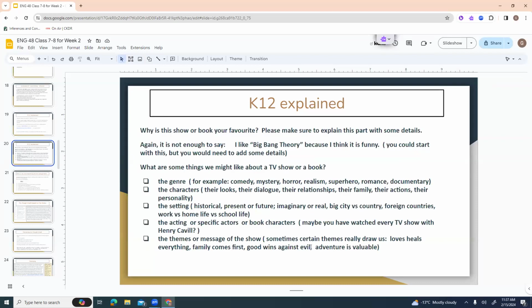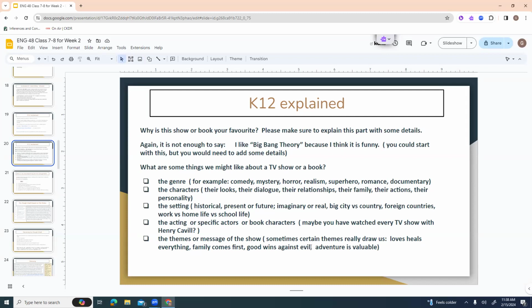Okay. Why is this show or book your favorite? Sometimes this is kind of hard to explain. A lot of times we like a show, we've never really thought about what we like about it. We just enjoy it. So this can be a little bit tricky at first if you've never really tried to explain it to anybody else. So you're going to need to explain this part with some details. You can't just say, I like Big Bang Theory because I think it's funny. You could start with that, but then you would need to add some details like what makes it funny? Why do you think it's funny? What are some examples of times you thought they were funny? Funny events or funny statements?